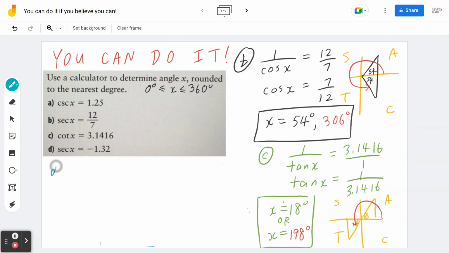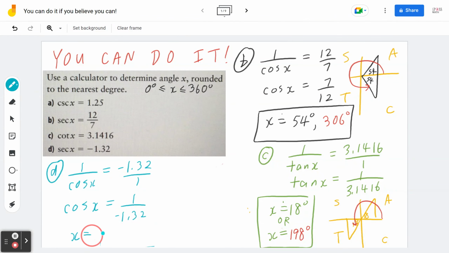Welcome back. So for part D again, secant x is the same as 1 divided by cosine x, which equals negative 1.32 divided by 1. So again, just like part B, cosine x, if you take the reciprocal, it's going to be 1 divided by negative 1.32. We're expecting two answers. We're going to round this to the nearest degree. If you grab a calculator, inverse cosine of 1 divided by negative 1.32, that's going to be approximately 139 degrees.